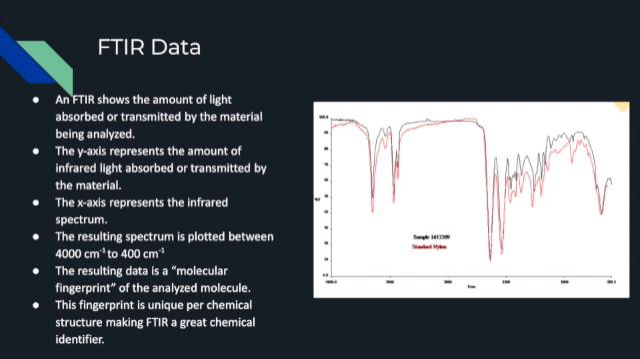The amount of light absorbed or transmitted by the material that's being analyzed is shown in the figure on the right. The y-axis represents the amount of infrared light that's absorbed or transmitted by the material, and the x-axis represents the infrared spectrum. The resulting spectrum is plotted between 4,000 inverse centimeters and 400 inverse centimeters. The resulting plot is unique per chemical structure, so this creates a molecular fingerprint that is used to identify chemical structures.